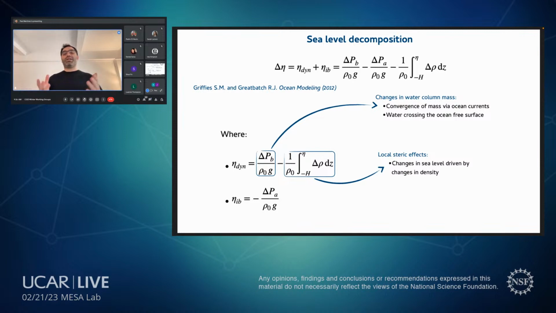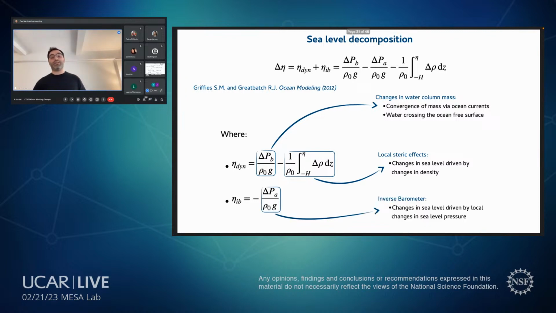And this you can just think of in a very simple way as local changes in sea level that come about just because the ocean is moving. So there are currents, and so sea level is changing locally. And then, next slide, another term is the inverse barometer, which shows us how changes in sea level can be driven by local changes in sea level pressure.